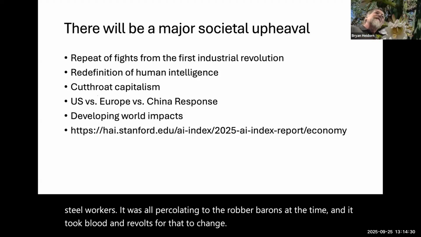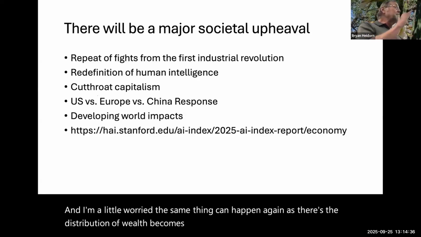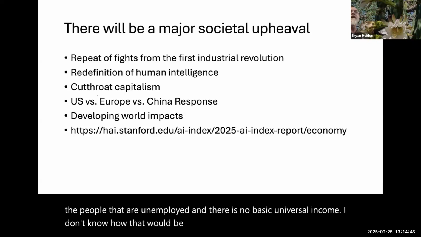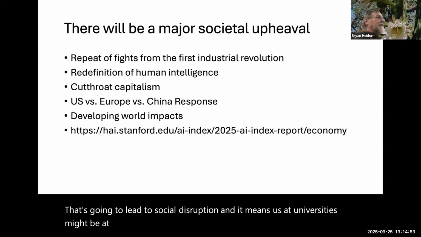And I'm a little worried the same thing can happen again as the distribution of wealth becomes more extreme and poverty increases for all the people that are unemployed, and there is no basic universal income. I don't know how that would be implemented in this country anyway. That's going to lead to social disruption. And it means us at universities might be at the center. Universities are often in the center of those disruptions.